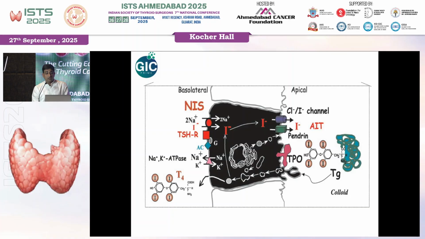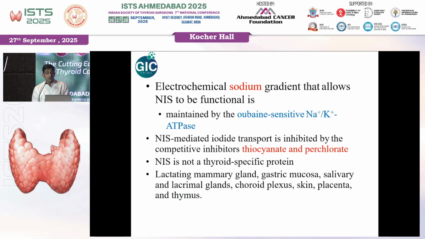Again, this is the picture of the thyroid follicular cell. This is the basolateral membrane. This is the apical membrane. The sodium iodine symporter is located along the basolateral membrane, and two sodium ions and one iodide ion are incorporated within the cells. The sodium ion then goes outside the cell with the help of the sodium potassium ATPase pump. The electrochemical sodium gradient, maintained by the sodium potassium ATPase pump, allows the sodium iodine symporter to function.